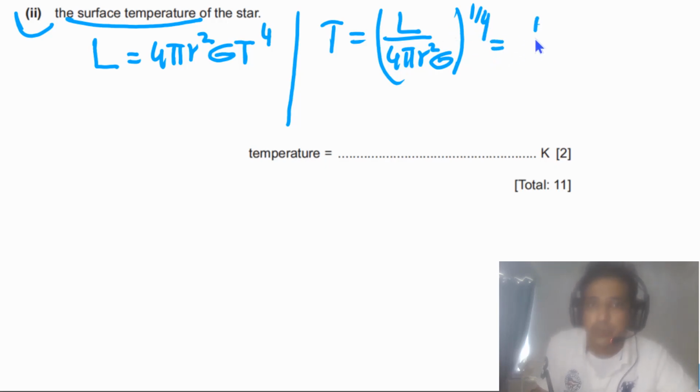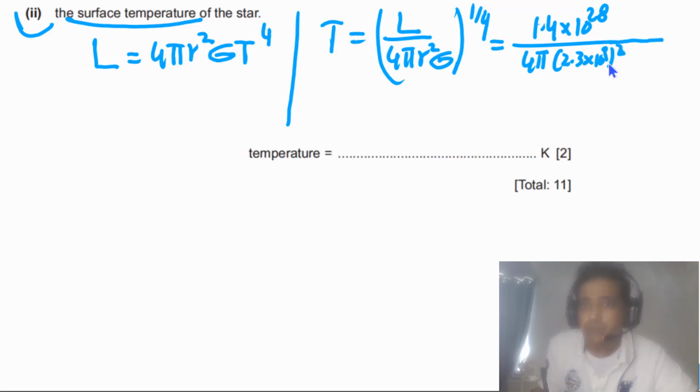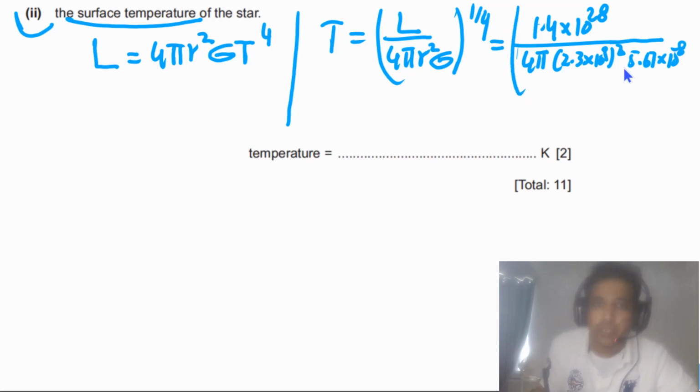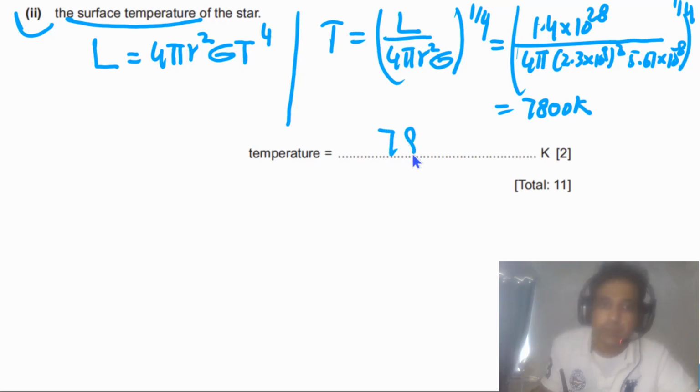We have the value of luminosity that was equal to 1.4 times 10 to 28, divided by 4 pi. The radius of the star is given to us in the question, that is equal to 2.3 times 10 to 9, squared, and the Stefan-Boltzmann constant is 5.67 times 10 to minus 8. Now if we take the power of 1 by 4 and we solve, our final answer up to 2 SF has to be equal to 7800 Kelvin. So this is the surface temperature of the star. So this is how you can calculate.